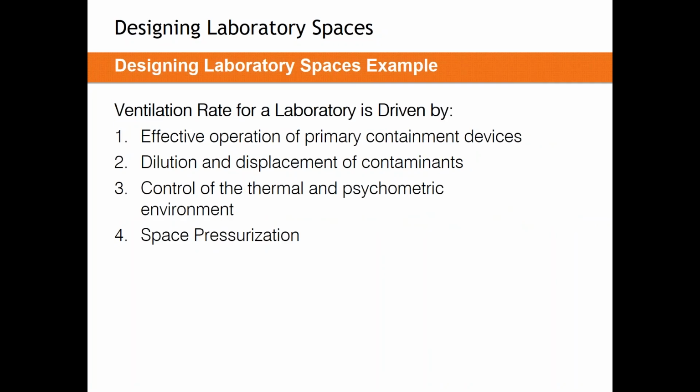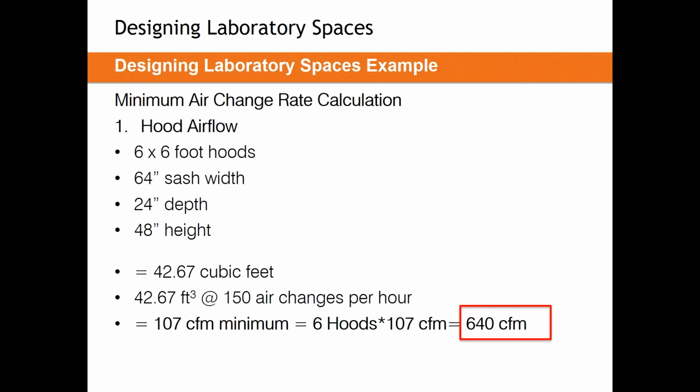So remember, our ventilation rate for this lab can be driven by any one of 4 factors, and this can change throughout the day. We need to make sure we're providing enough airflow to our fume hoods in the opened and closed position, so we can be driven by primary containment devices. We also have to worry about the dilution and displacement of contaminants. This is our minimum ventilation rates. For us, that's 8 air changes an hour. We also have to worry about the control of the thermal and psychrometric environment. We have to deal with those thermal loads and those occupants. And finally, we have to make sure the space is pressurized. Our lab is going to be negatively pressurized.